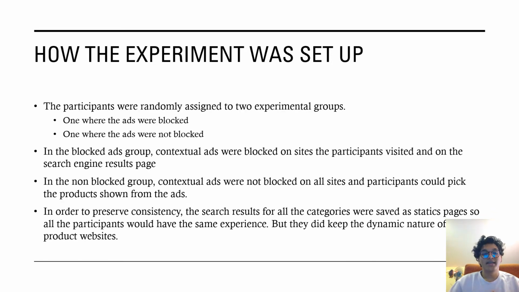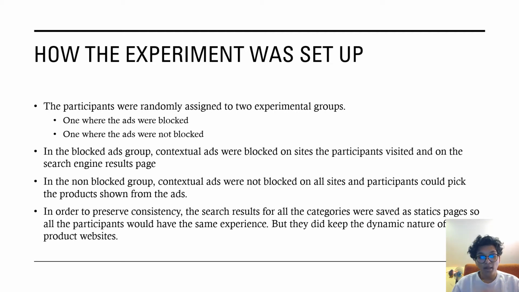How was the experiment set up? Again, the participants were randomly assigned to two experimental groups, one where the ads were blocked and one where the ads were not blocked. In the blocked group, basically contextual ads were not shown on the website, on the product pages, and in the search engine results.